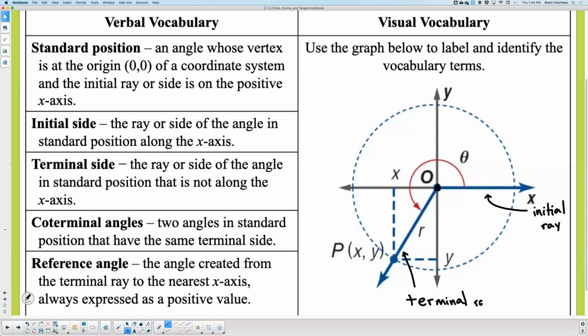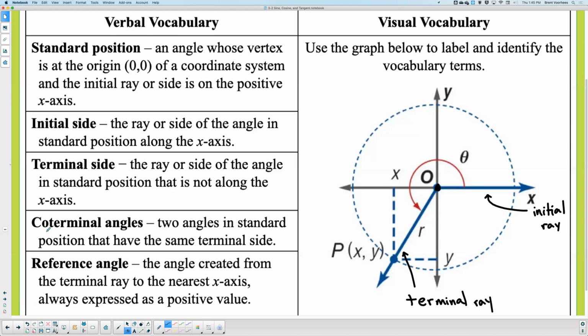Terminal ray. Terminal means to end. So that means this initial ray is where the angle starts, and this is where it ends. That's standard position: starting on the positive x-axis, ending somewhere else. That's initial and terminal.